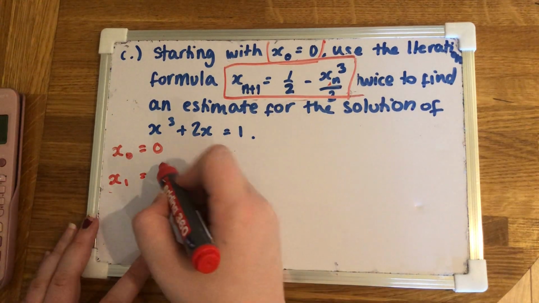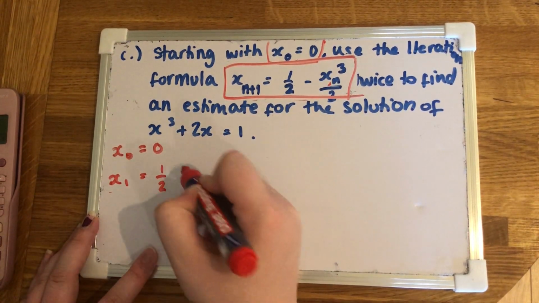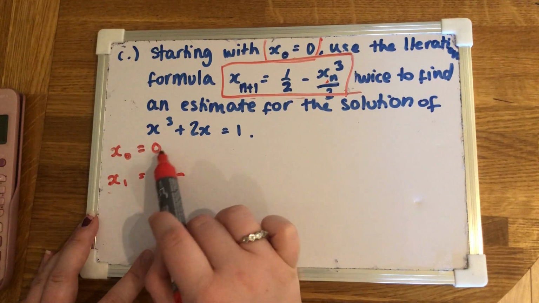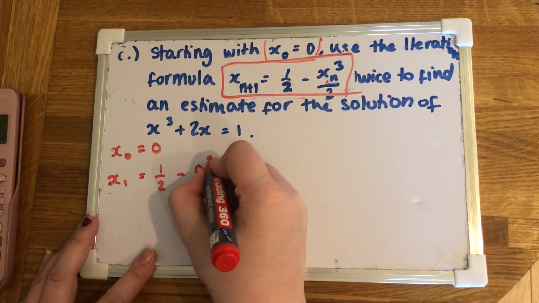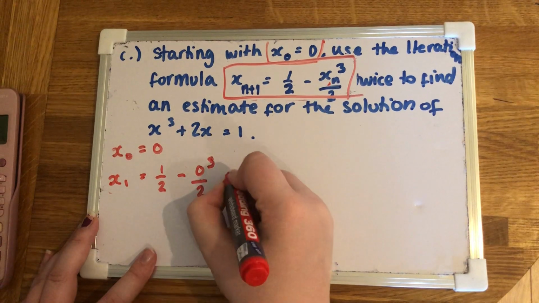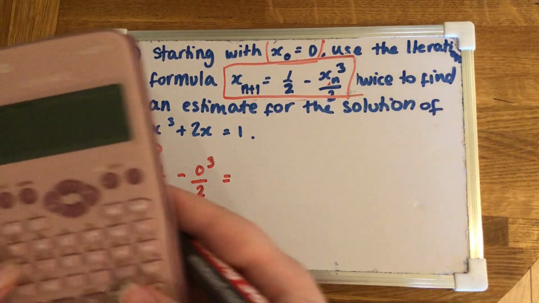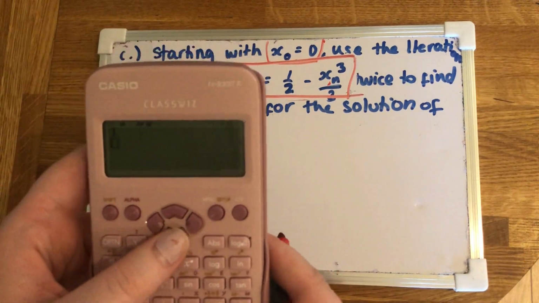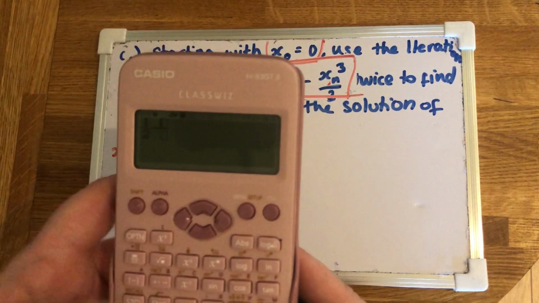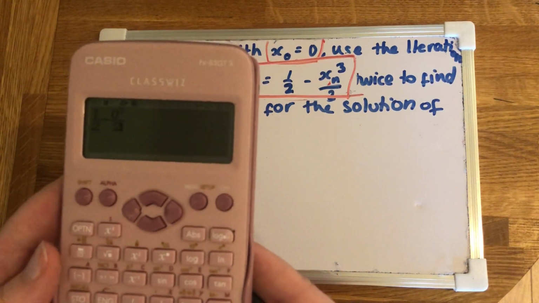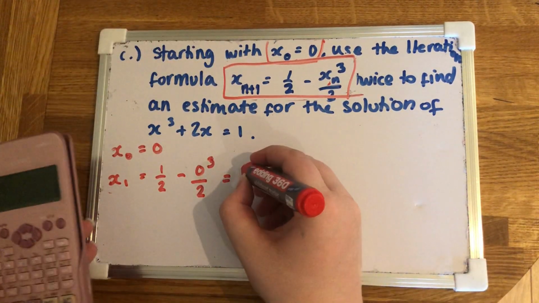Okay, so the formula is 1/2 subtract x cubed divided by 2. Now we're going to say that x is 0 because that's what we're told in the question. So 0 cubed divided by 2. And all we do is type that into a calculator. So 1/2 subtract 0 cubed divided by 2. And that gives us 1/2.